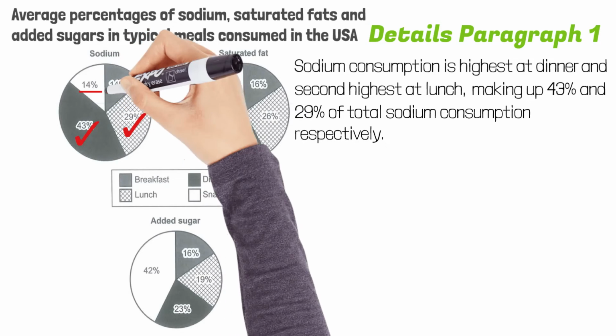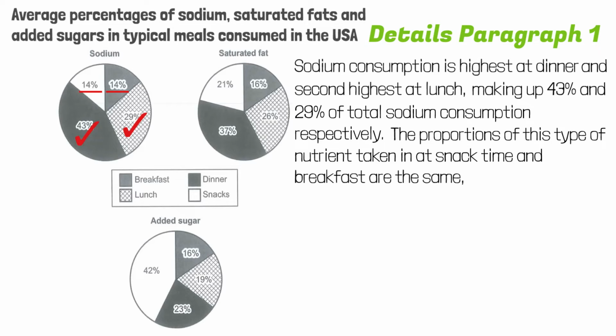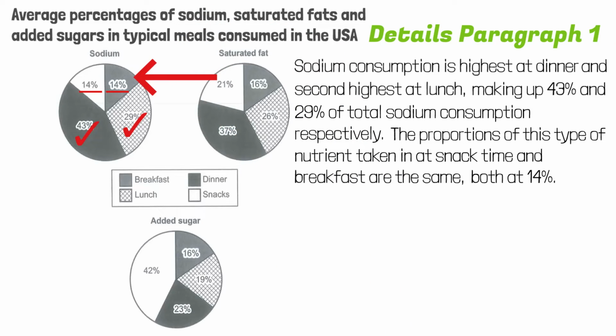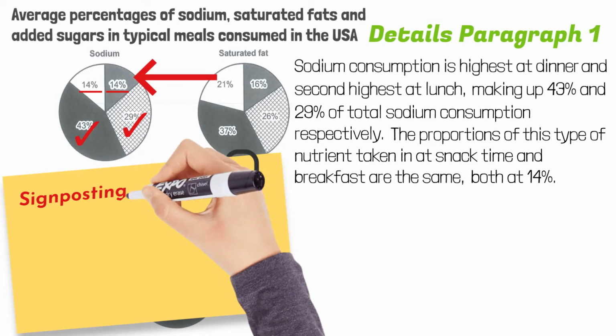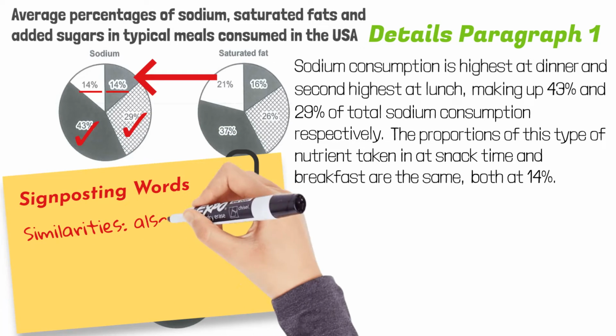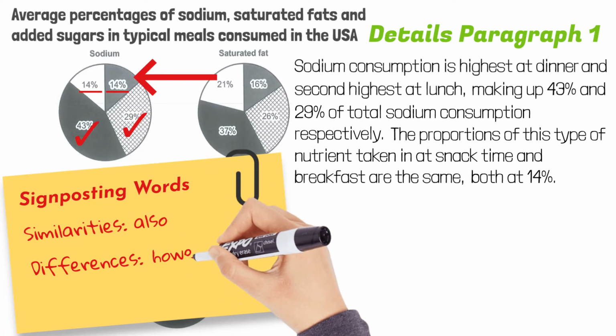Now let's report these two numbers. Let's say they are the same. The proportions of this type of nutrients taken in at snack time and breakfast are the same, both at 14%. Now, when describing the second chart, how can we compare it with the first chart? We can use signposting words. When showing similarities, we can use words like also. And when showing differences, we can use words like however.